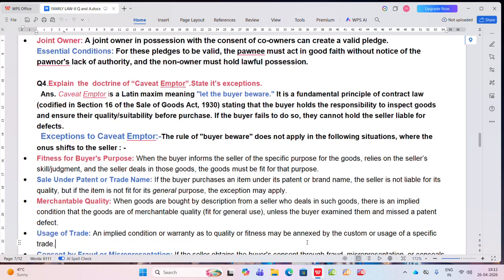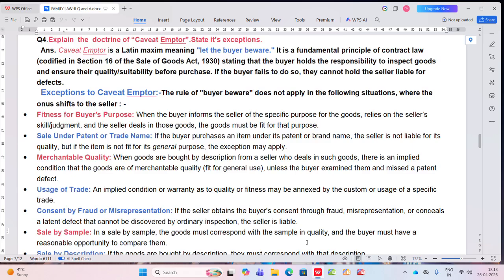Merchantable quality. When goods are bought by description from a seller who deals in such goods, there is an implied condition that the goods are of merchantable quality, fit for general use, unless the buyer examined them and missed a patent defect. Usage of trade. An implied condition or warranty as to quality or fitness may be annexed by the custom or usage of a specific trade.